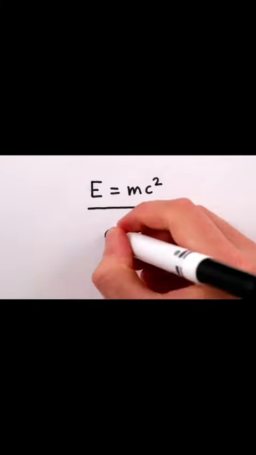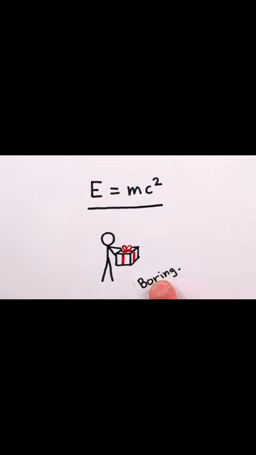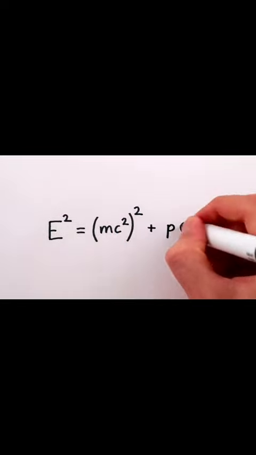not know is that it isn't the whole story. It just describes objects that have mass and that aren't moving. The full equation is E squared equals (mc squared) squared plus (p times c) squared, where p represents the momentum of the object in question.